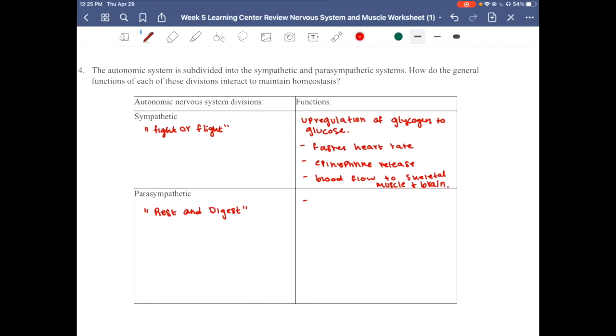So here I'm going to write low blood pressure, increased digestion, increased glycogen production.